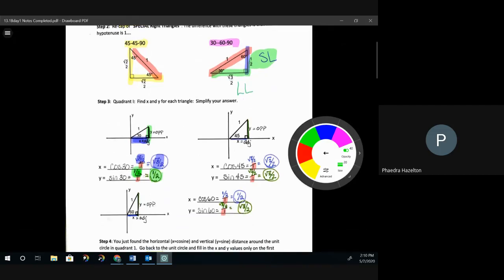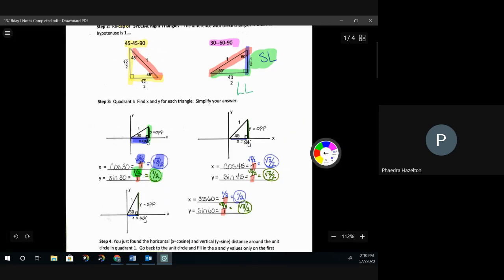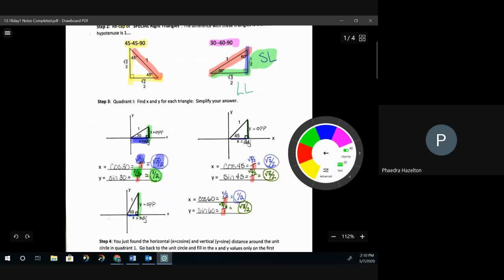So then you've got your opposite. Oops, I did it in the wrong color. So this is going to be your opposite. Maybe if I can get my colors to show up. There we go, in green. And then my adjacent in purple.